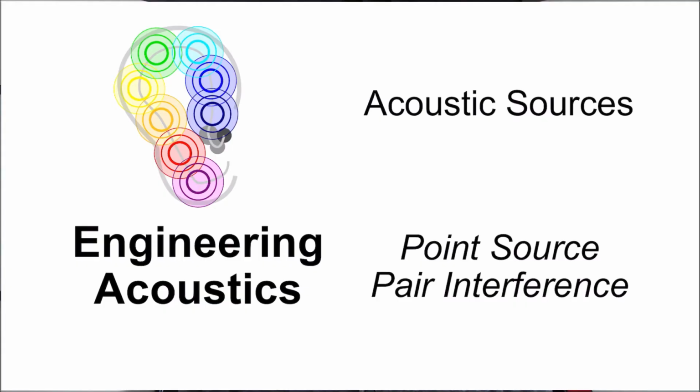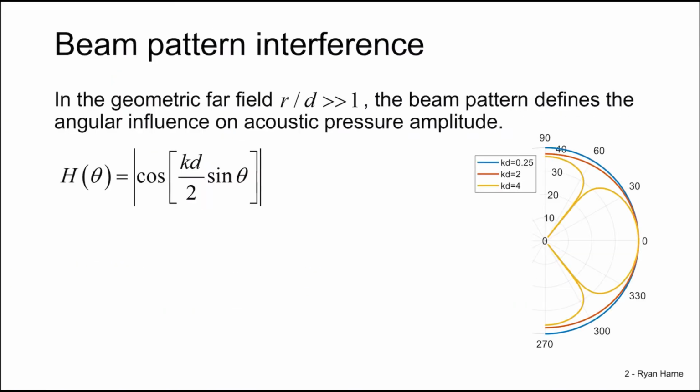In this video, we'll more closely examine the interference patterns of pairs of acoustic sources, and we'll learn how phase influences these trends. So let's get started. We've just found that in a geometric far field, which is when we're very far away with respect to the characteristic dimension of the source pair, the beam pattern defines the angular distribution of the acoustic pressure amplitude. The origin of this distribution is due to interference.